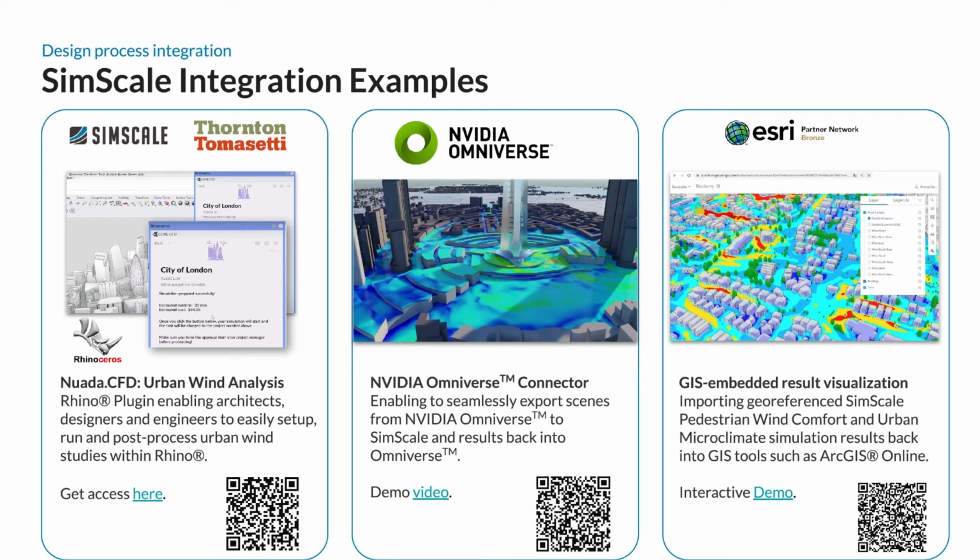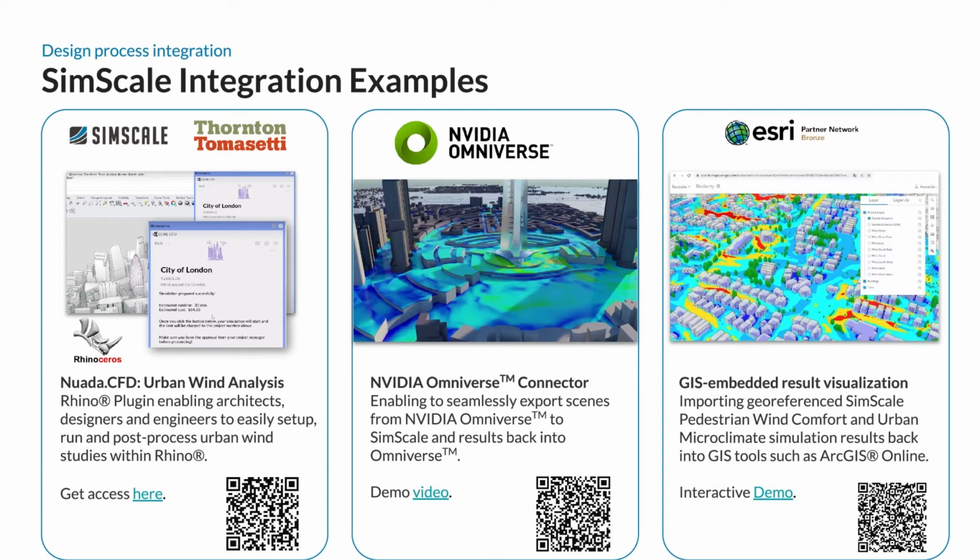Or on the right side, our partnership with Esri, where we created a GIS embedded result visualization. So within the ArcGIS tool, you could plug in the results you would get from SimScale, for example, for the pedestrian wind comfort, and municipalities could assess, for example, new zoning concepts and how they would impact, for example, the wind comfort conditions in an urban area.